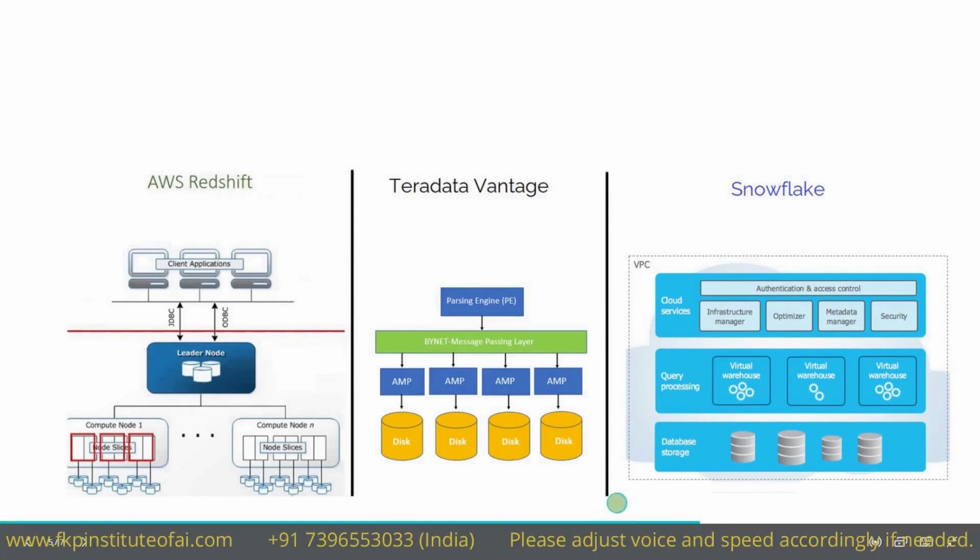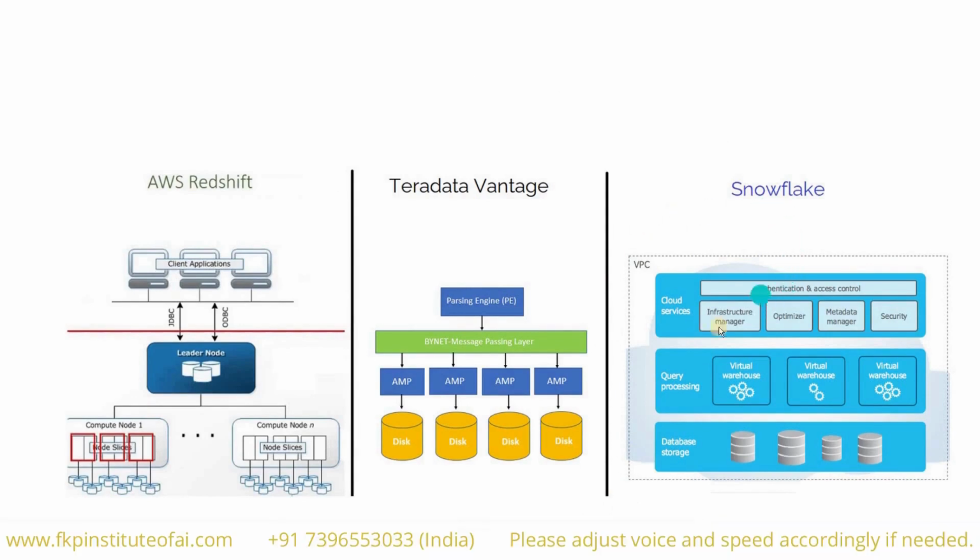Whenever a user fires a query, that query reaches the cloud services layer. Here the cloud services layer is comprised of multiple servers. They coordinate with each other to authenticate, to provide the resources to execute our statement, to parse that SQL statement, and to make the execution plan to perform that SQL statement. Once the execution plan is ready, that plan will be sent to the query processing layer.